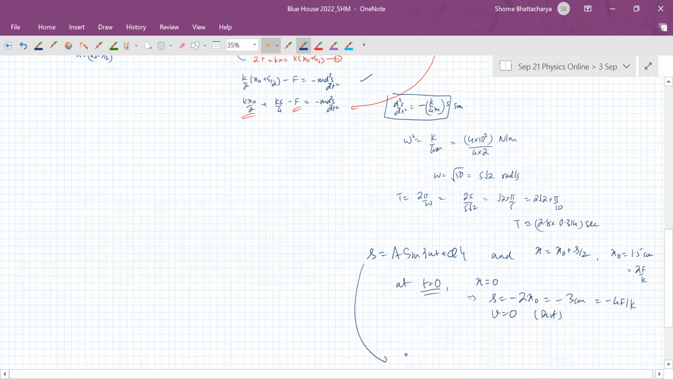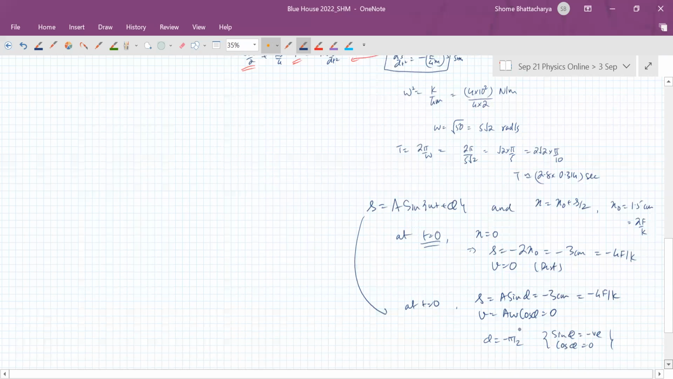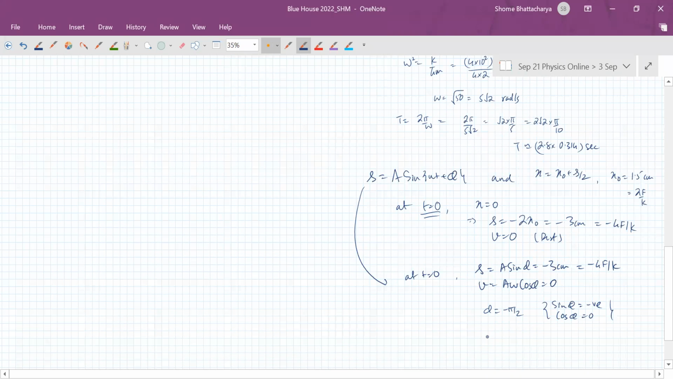So from this you can see that at t equal to 0, S is equal to a sine phi, which is minus 3 centimeters or minus 4F by k, and v, which is a omega cos phi, is 0. So that means phi is minus pi by 2, because sine phi is a negative quantity and cos phi is 0. So 3 pi by 2 or minus pi by 2, whatever we write it as. And a is equal to 3 centimeters.